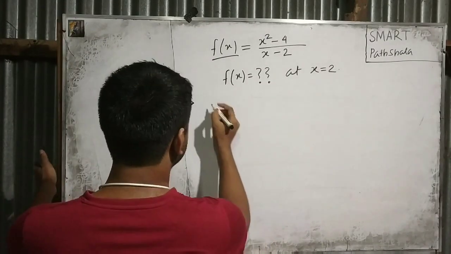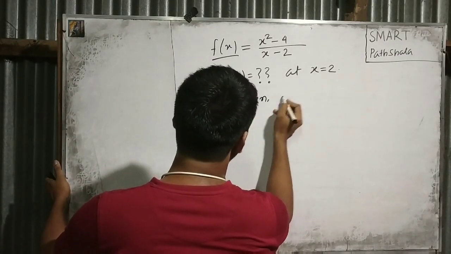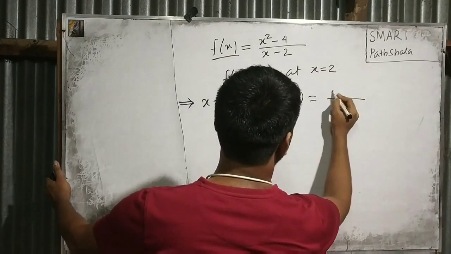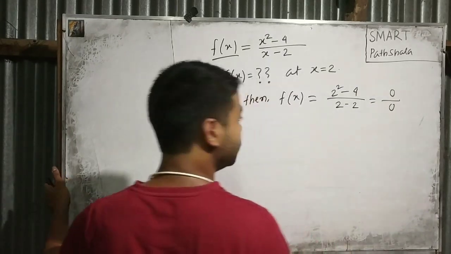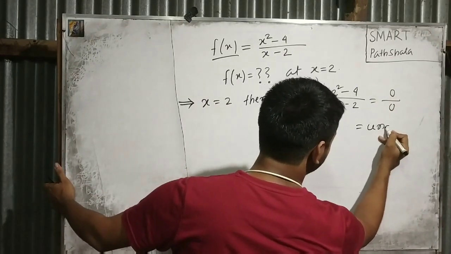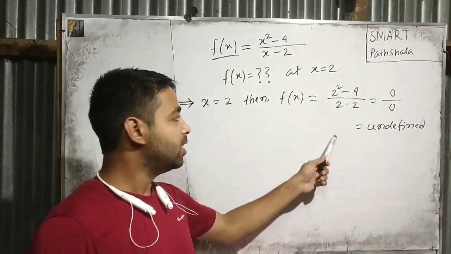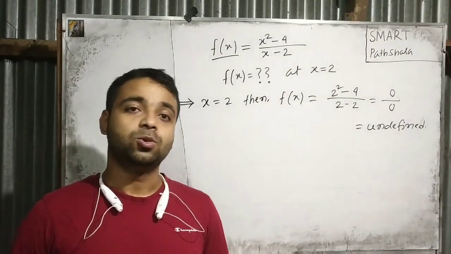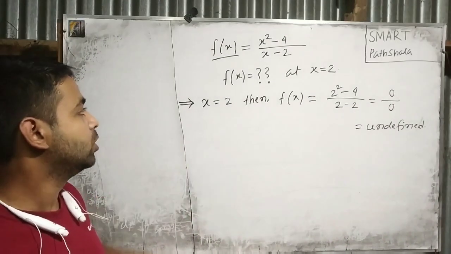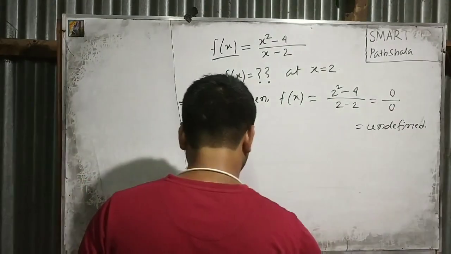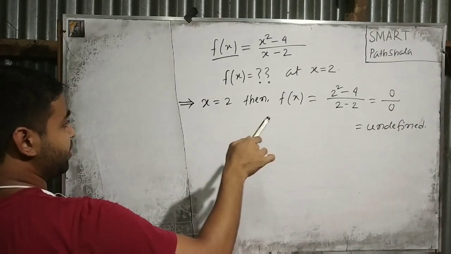Here, suppose x is equal to 2, then we have f of x as 2 squared minus 4 over 2 minus 2. Surprisingly, it is 0 by 0, which gives you an undefined thing. Now, the question is what chapter we are reading. Today, you guys will describe what chapter we are reading. Okay, now let's approach this problem. We can see that at f of x at x is equal to 2, it is in the form 0 by 0.